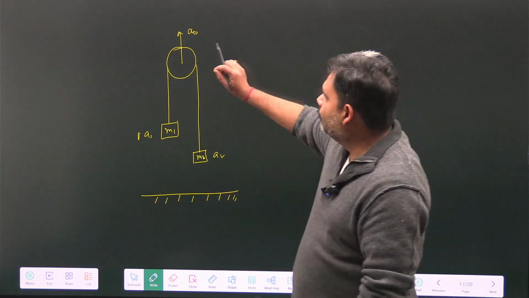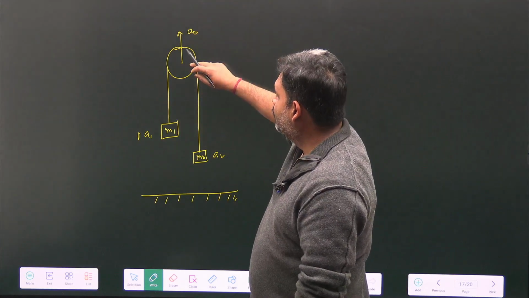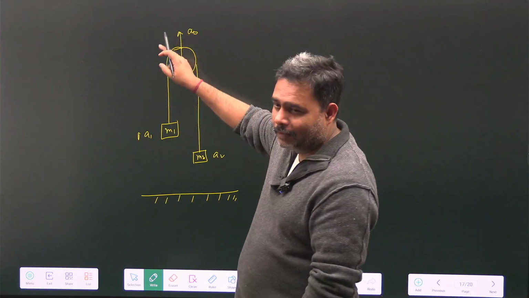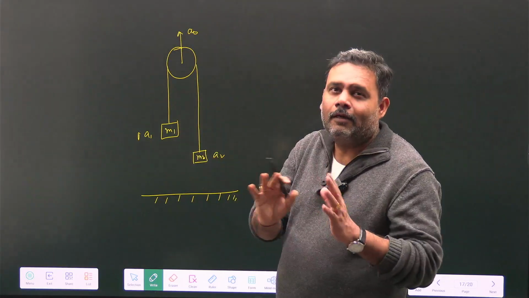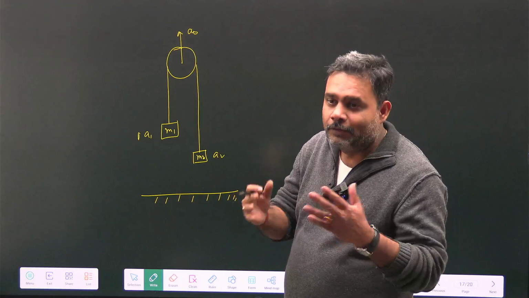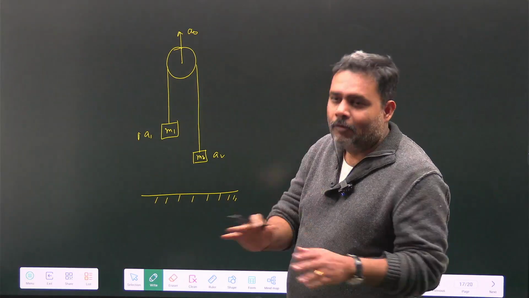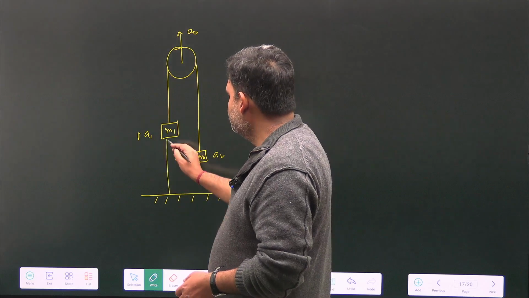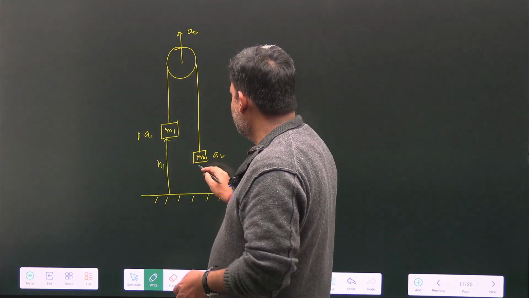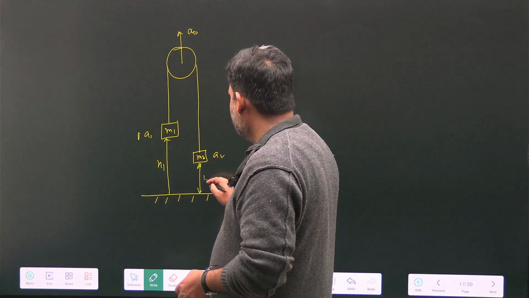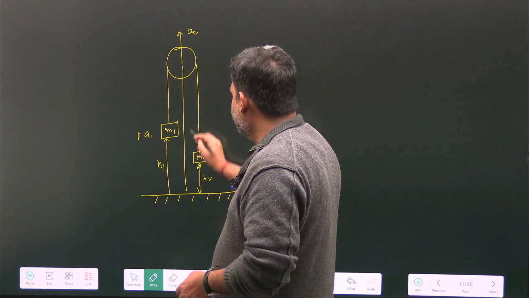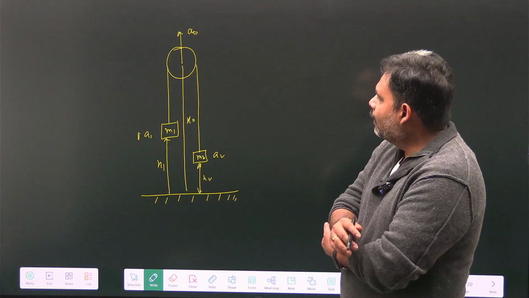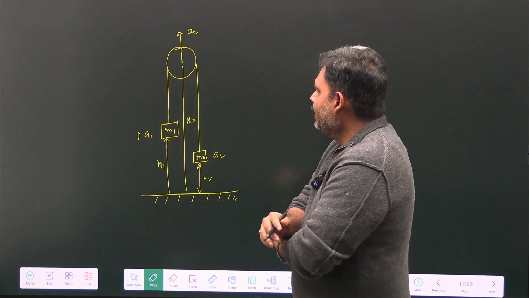Okay, the whole thing is moving upward, but with respect to this one it is going downward, and this one is going upward. So it may be a very complex thing if you want to visualize. So there is no need to visualize anything. I will assume this is my x1, this is my x2, and this is my x0.